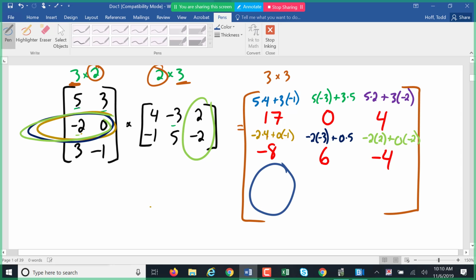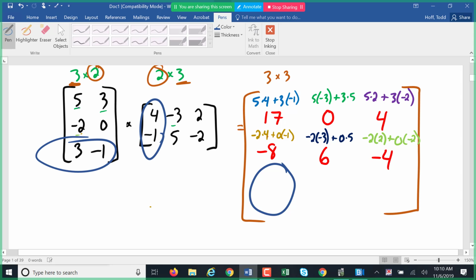Our next element there is row 3, column 1. So we're moving down to row 3 of that first matrix and column 1 of the second. So the first elements, we have 3 times 4, plus the second element is negative 1 times negative 1. Well, 3 times 4 is 12. Negative 1 times negative 1 is 1. 12 plus 1 is 13.